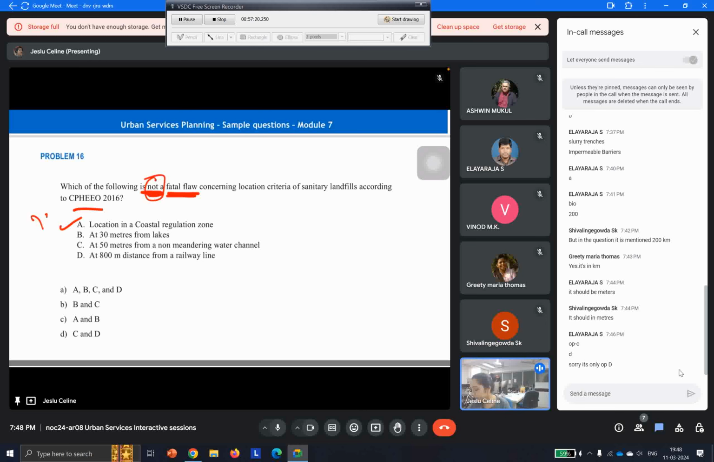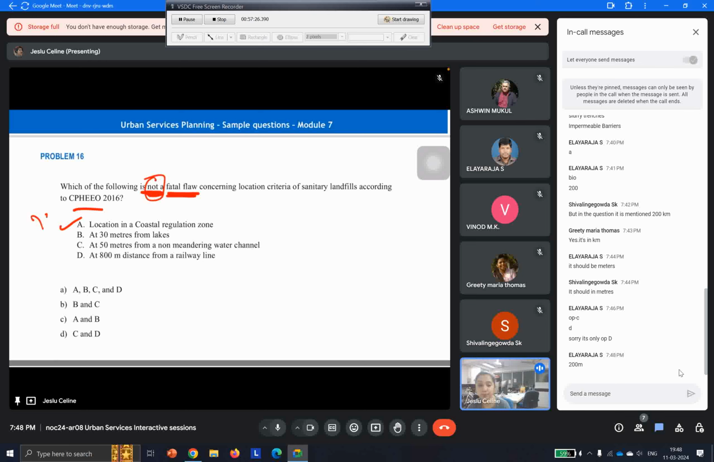Then the second one is at 30 meters from lakes. Can we have a landfill site located at 30 meters from the lakes? 200 meters from the lakes. Yes, we can have a landfill site only after 200 meters from the lake. So 30 meters lies within this 200 meters, so we cannot have it over there. So it is a fatal flaw, which means this is not the correct answer.